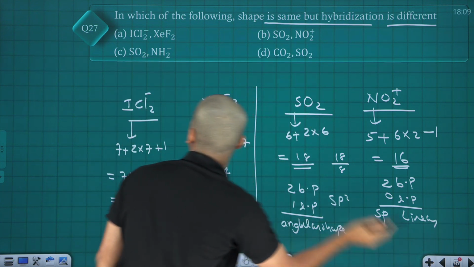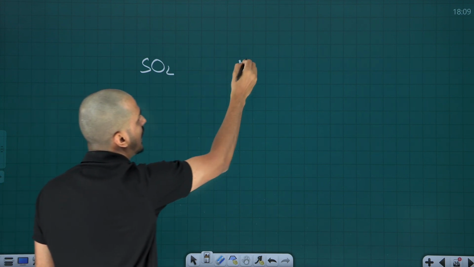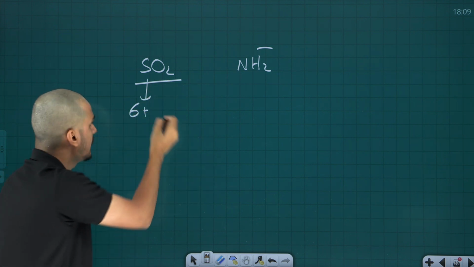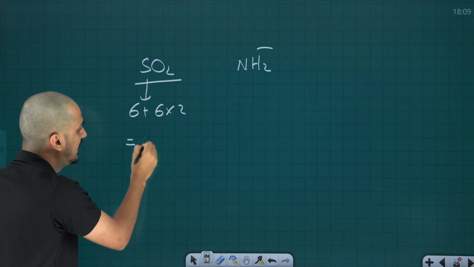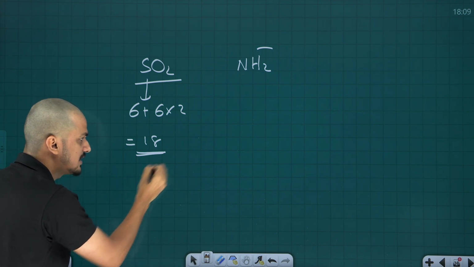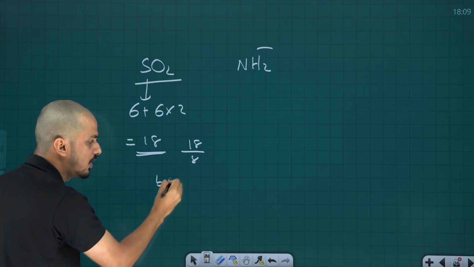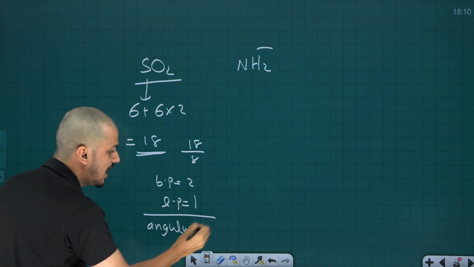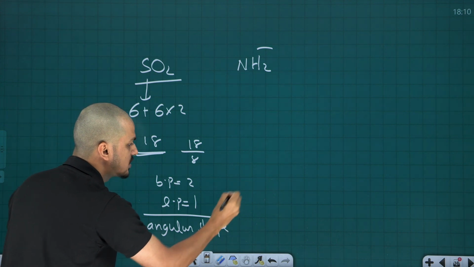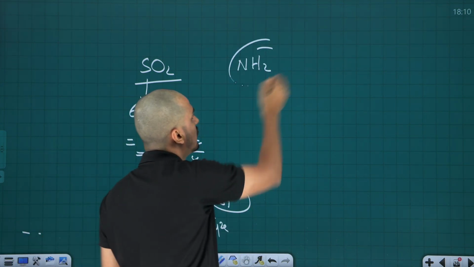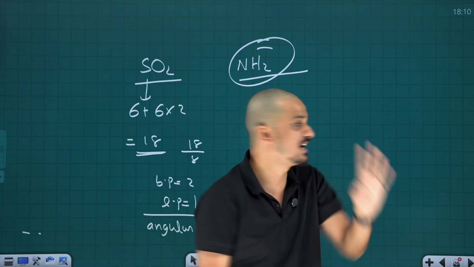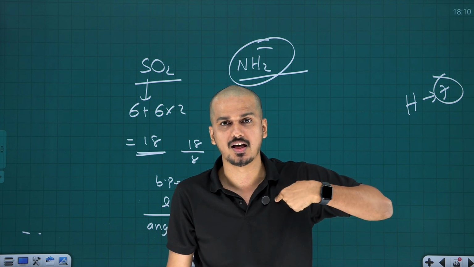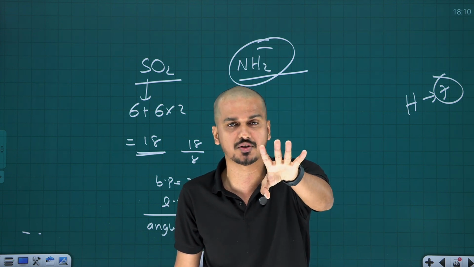What about the third one? See, SO2 and NH2 minus. Here sulfur valence electron is 6, oxygen also 6 into 2. That we already did, that is 18. 18 divided by 8 means bond pair equal to 2, lone pair equal to 1. So angular shape, hybridization sp2. What about NH2 minus? Once we are taking NH2 minus, don't forget the hydrogen valence electron, you have to take it as 7, not 1. If you are using my formula, I mean the total valence electrons divided by 8, that's my formula.